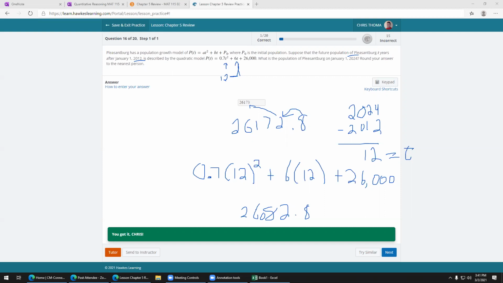Do me a favor, because I can't remember. I don't have my Casio in front of me. Did you put a times in here or would you just put parentheses? I just put in parentheses. Try putting the times in. Some calculators know parentheses mean times, some do not. So do 0.7 times 12 squared plus 6 times 12 plus 26,000. I get 26,082.08. What the heck? I don't know what I'm doing.